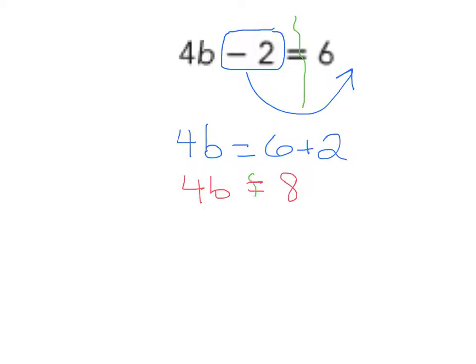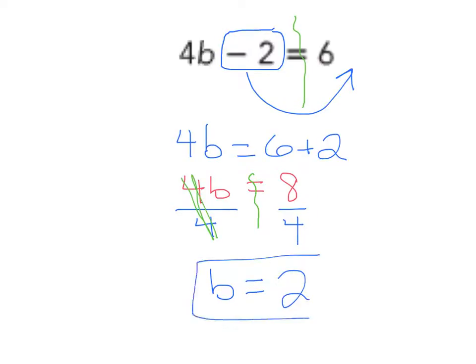So now, if I draw the wall again, I want to get this B by itself. So you could say 4 times what is 8. Hopefully you know that answer. But if you don't, you can undo this. This is being multiplied right here. The opposite of multiplying is dividing. So we will divide by the number in front. The 4's cancel out because 4 divided by 4 is 1, or 1b. So we are left with just b. And then 8 divided by 4 is 2. So b would equal 2.